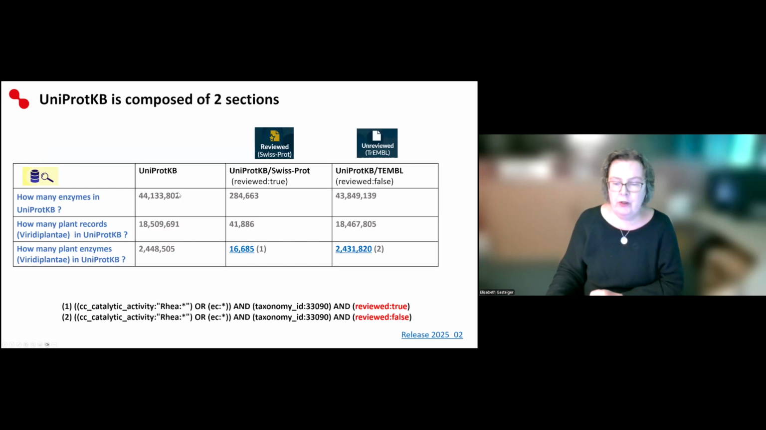This table here represents 3 different queries in UniProtKB with the number of results broken down into the 2 sections, Swiss-Prot and TrEMBL. For the query, how many plant enzymes are there in UniProtKB? There are about 16,000 entries found in UniProt, which have been manually reviewed, and about 2.4 million in TrEMBL, where the annotations, as I said, are generated automatically.